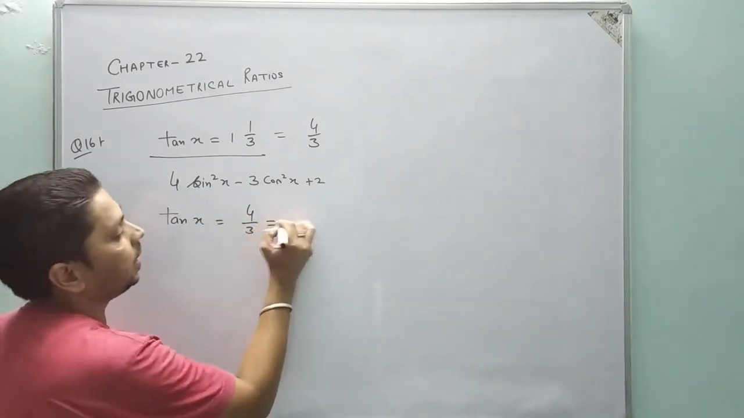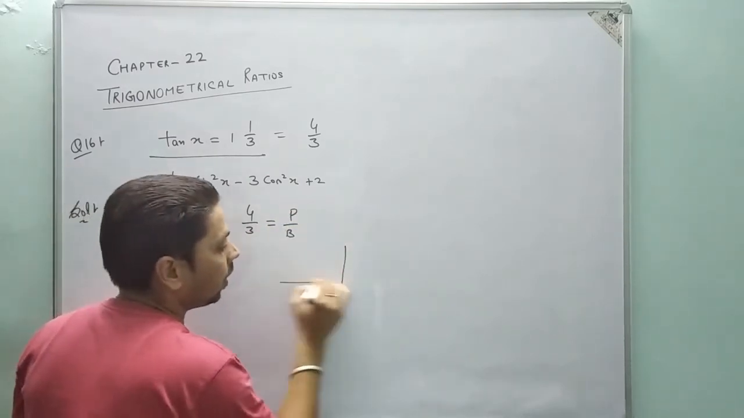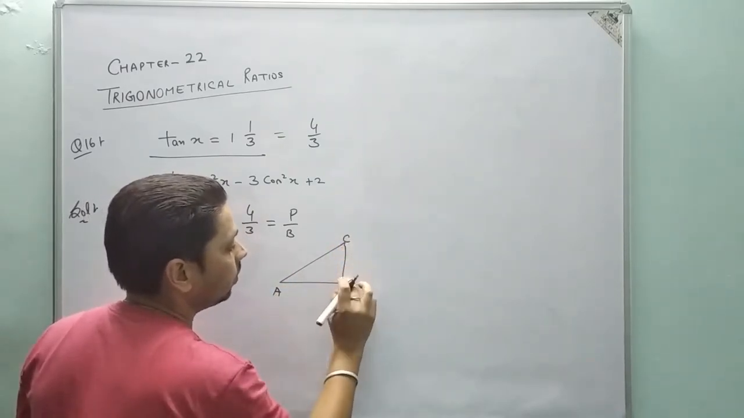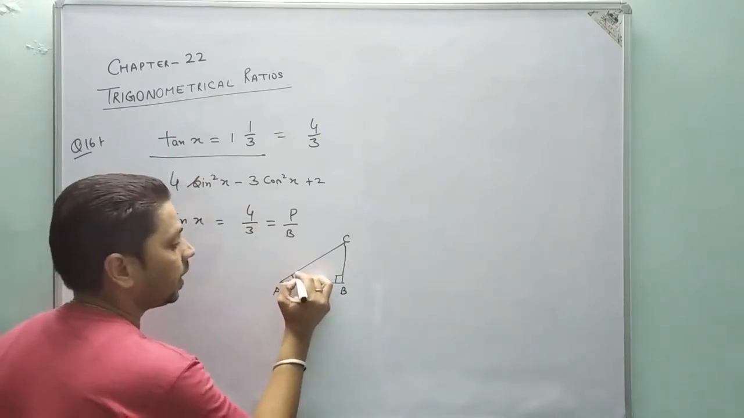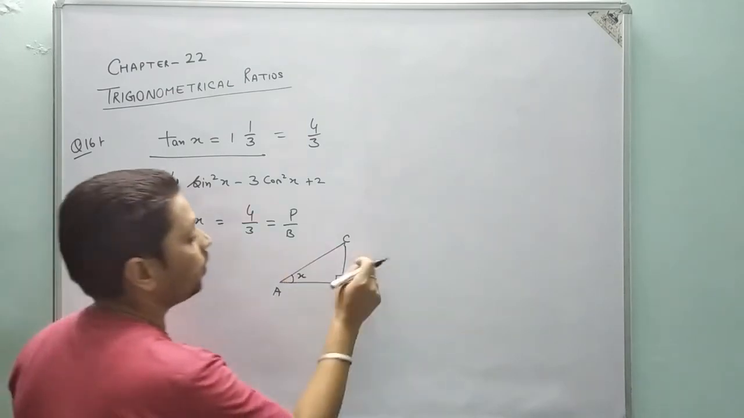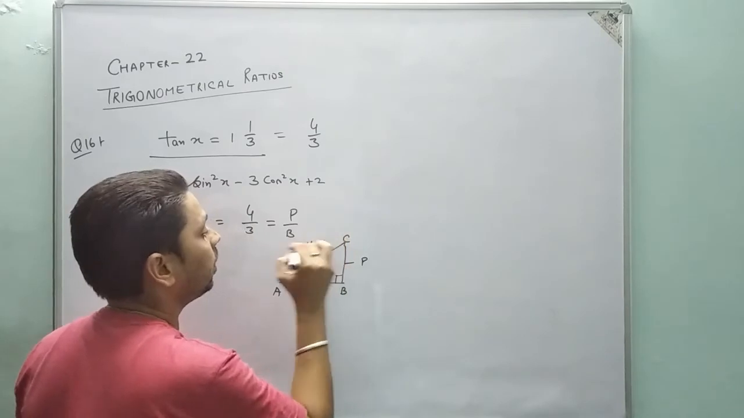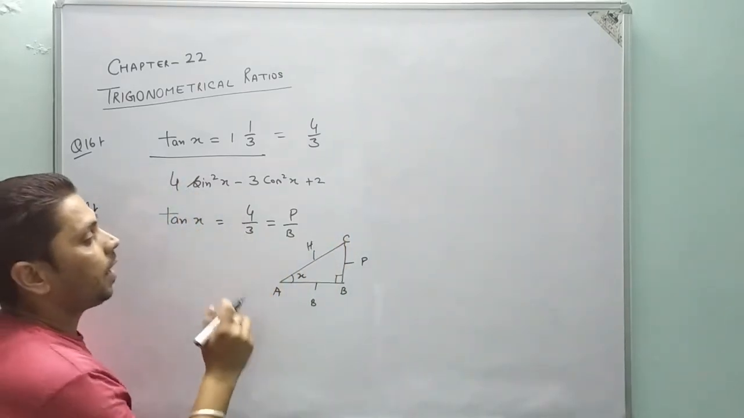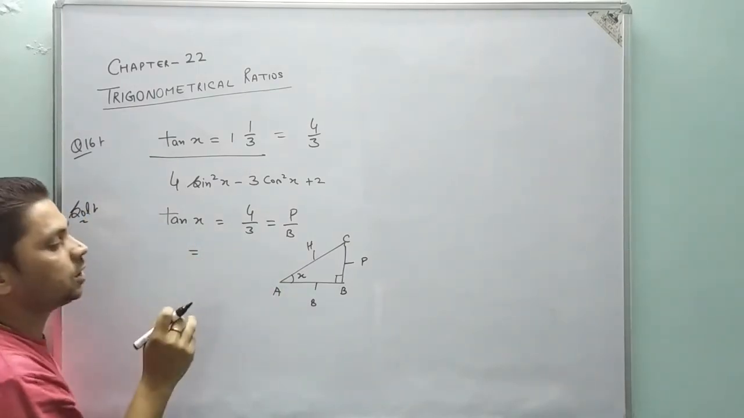Since we know that tan is perpendicular upon base, so again draw right angle triangle ABC, right angle at B. This base angle is x. Side opposite to the angle is the perpendicular. This will be your base and this will be your hypotenuse. Now, what we have to find? We have to find the value of the hypotenuse, which is missing.